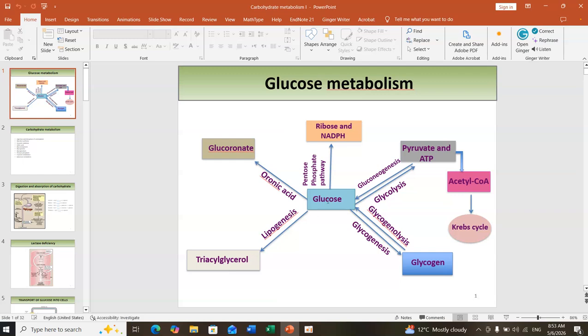As you saw, glucose could be converted to lipid in our body, but the vice versa is not allowed, meaning that lipid could not be converted to glucose. In addition to these metabolic pathways that lead to a decrease in blood glucose level, we have gluconeogenesis, which converts non-carbohydrate substrate to glucose, and glycogenolysis, which breaks down glycogen to produce glucose. These two pathways increase the blood glucose level.